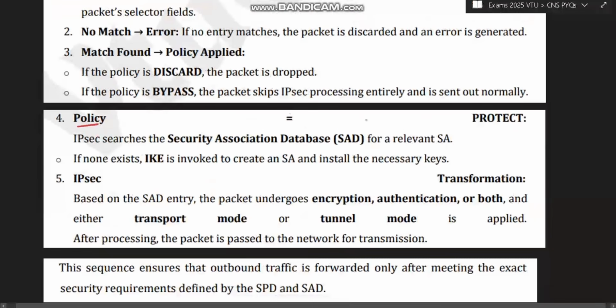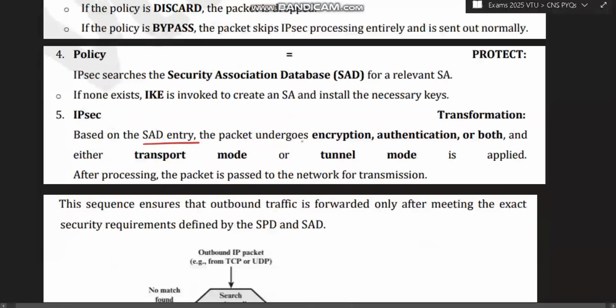If the policy is protect, in that case IPsec searches the security association database for the relevant SA and then applies it. If it does not exist, it invokes IKE to create an SA and install the necessary keys. Next is IP security transformation. Based on the SAD entry, the packet undergoes encryption, authentication, or both, and either transport mode or tunnel mode is applied to the packet. After processing, the packet is passed to the network for transmission.